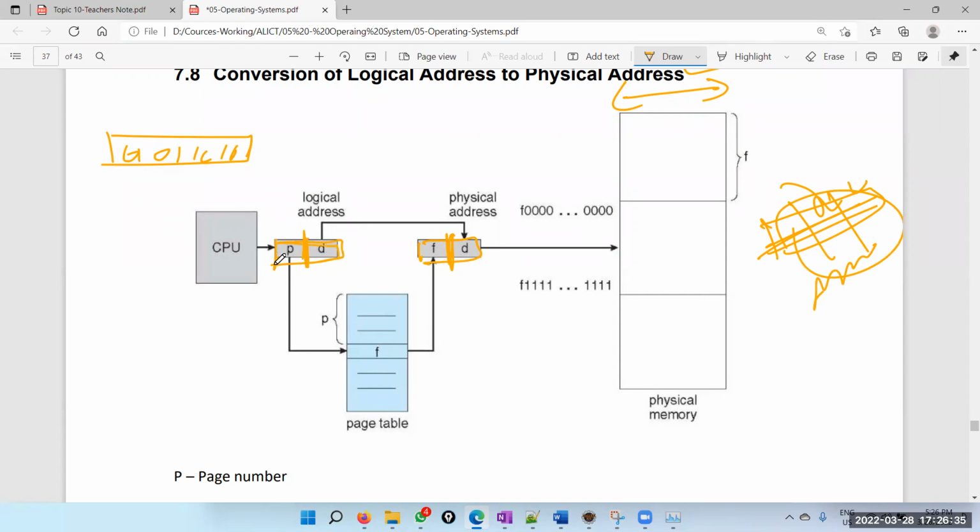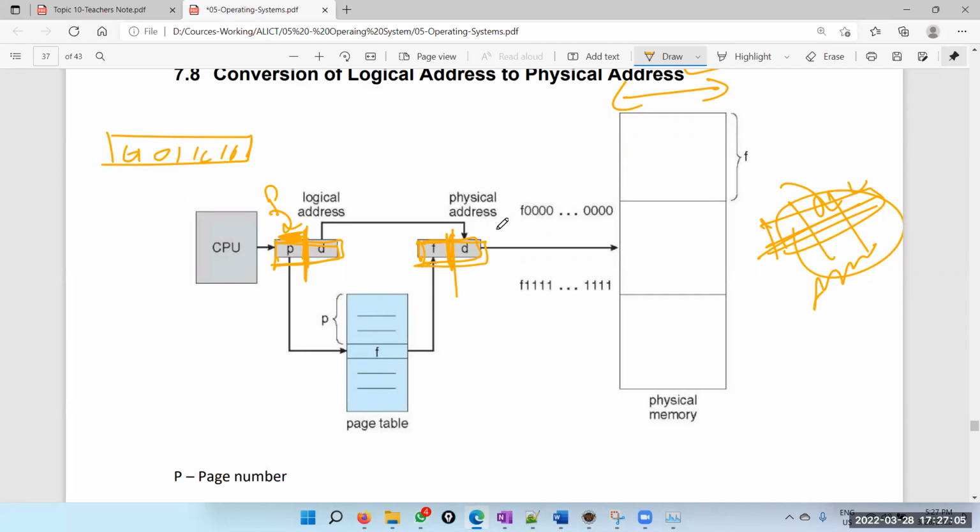So what is the thing you have to remember? Your physical address is subdivided into 2 portions. Your logical address is subdivided into 2 portions. Okay. And this is your page number. Right. In the logical address, the first portion is your page number.